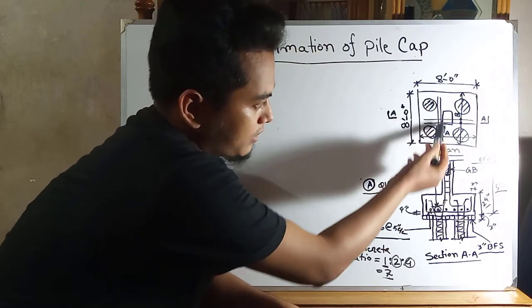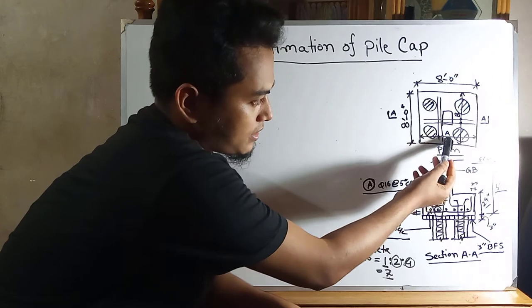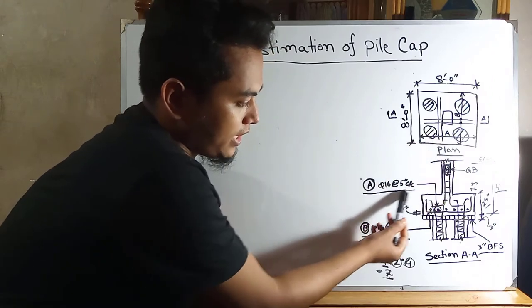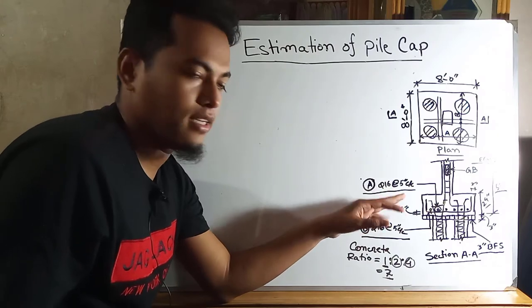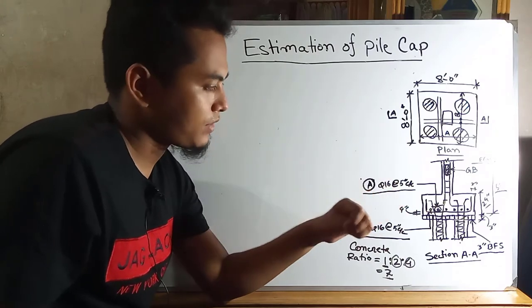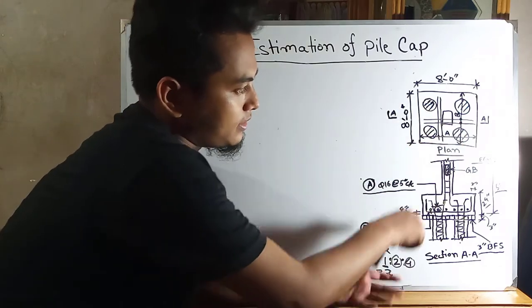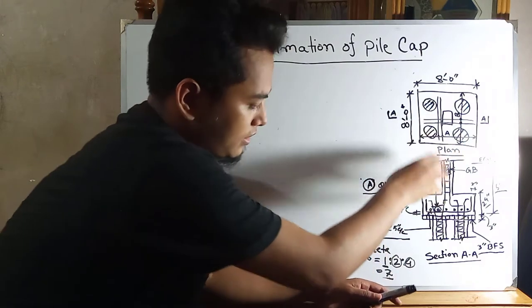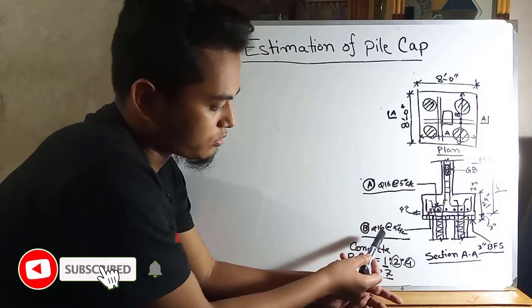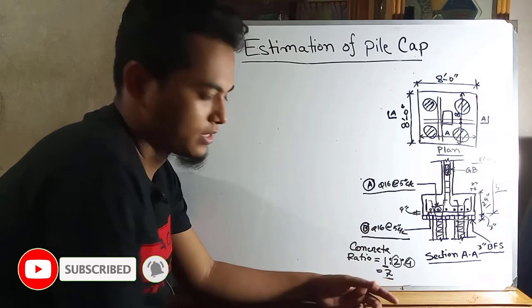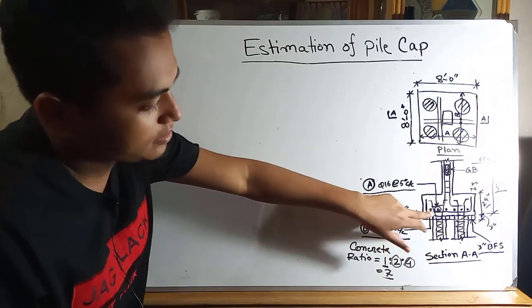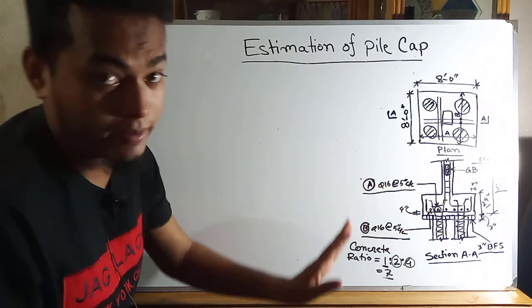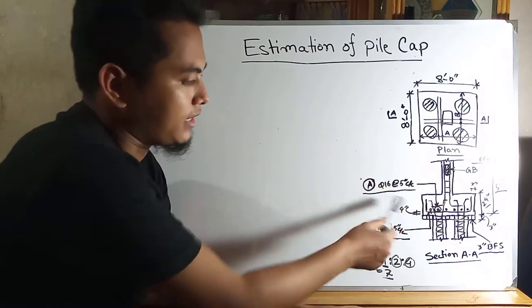This bar is number A, and this is the bar dia and center to center gap. And this bar is number B. B is also 16 mm dia and 5 inch center to center. This is number B, and this is number A. So A and B bars are here.